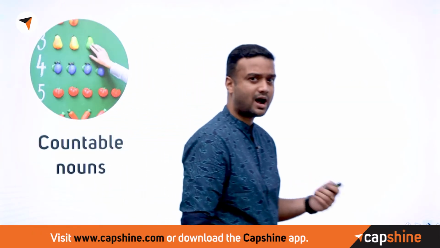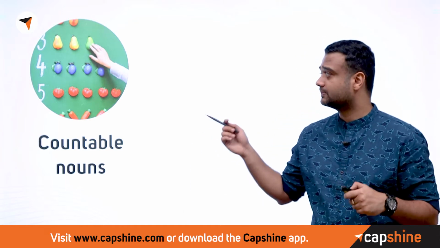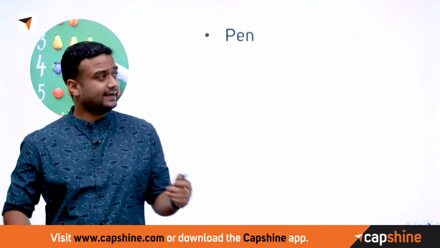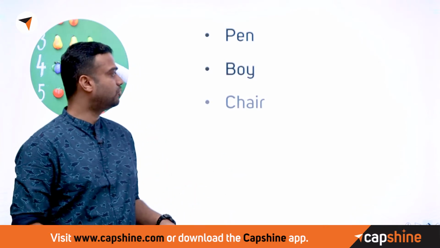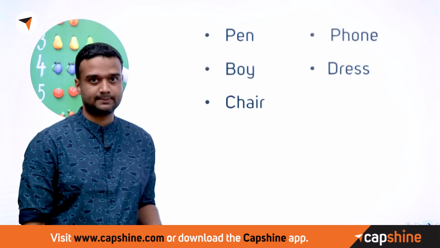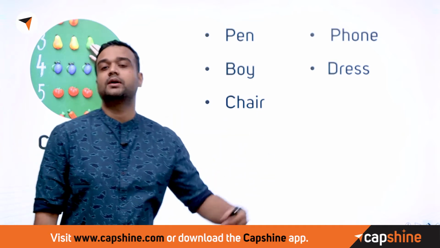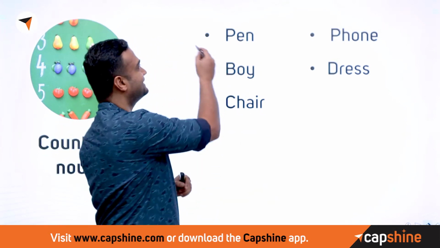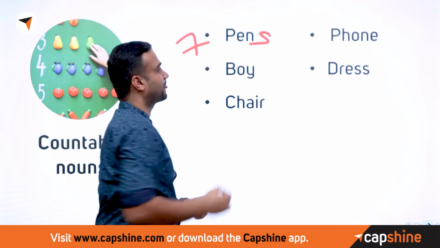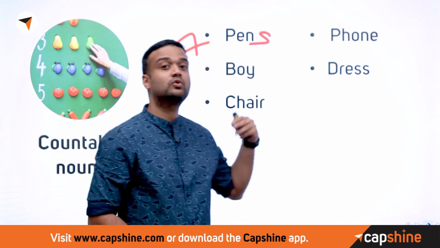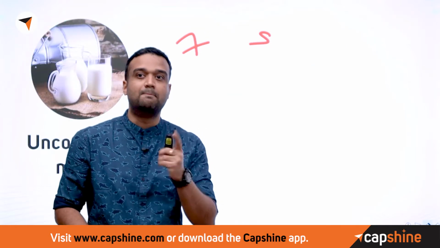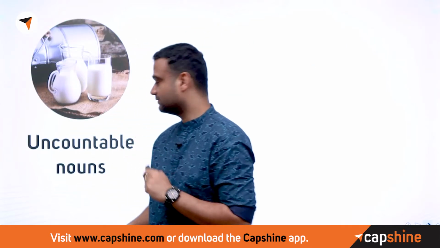So what are these countable and uncountable nouns? Well, here are some examples. Take a look at these words like pen, boy, chair, phone, dress. Can you put a number in front of it? Can you count it? Of course you can. I can say 7 pens, can't I? 7 boys, 7 chairs, 7 phones, 7 dresses. These are countable nouns.